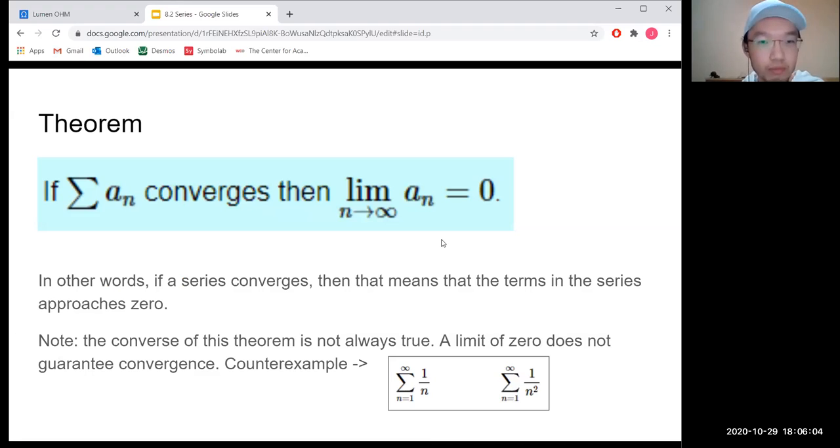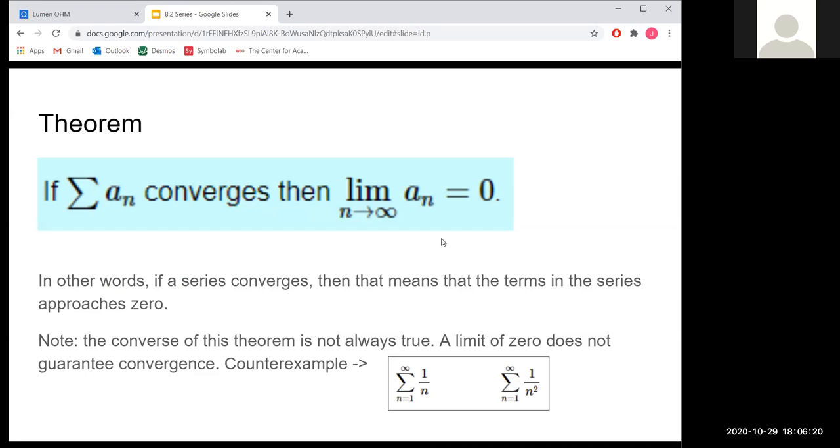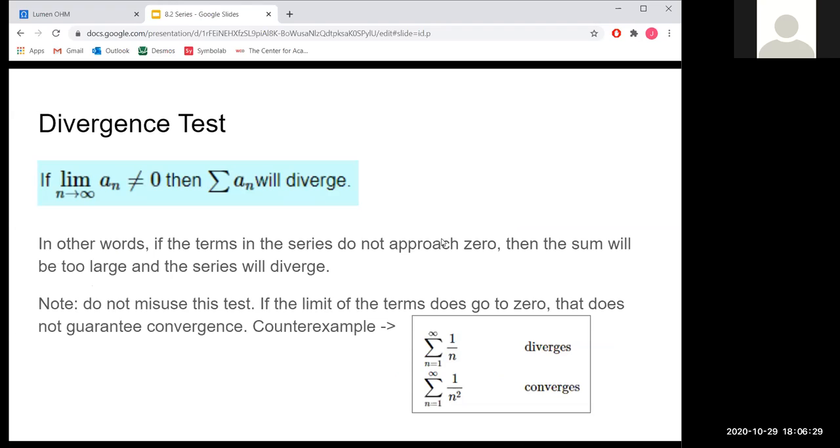So what is this? This is a theorem. We're going to skip this slide. So the goal of this topic is to figure out whether a series converges or diverges. This particular theorem requires you to know whether it converges or diverges first. So we're going to skip this one. So ignore this slide. Let's go to the next one.